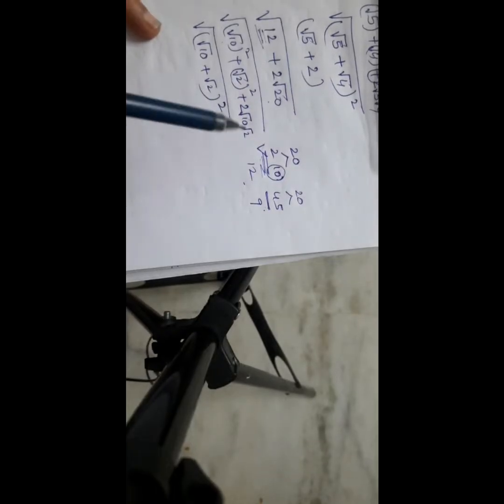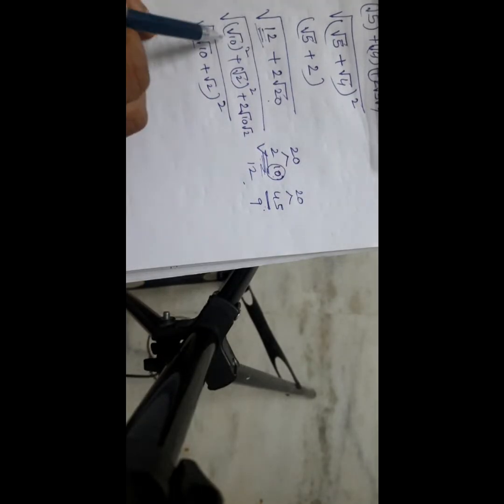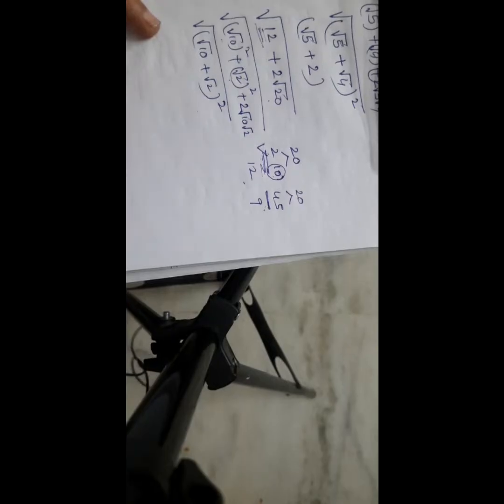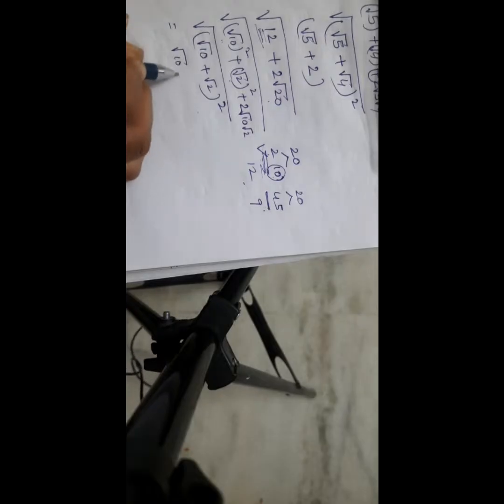Out of them, the big number is taken first and the smaller number next. Then from there, you can conclude with the answer. Is it clear to everyone who attended? Clear? The final answer is root 10 plus root 2. Is it clear? Can you hear? No response.